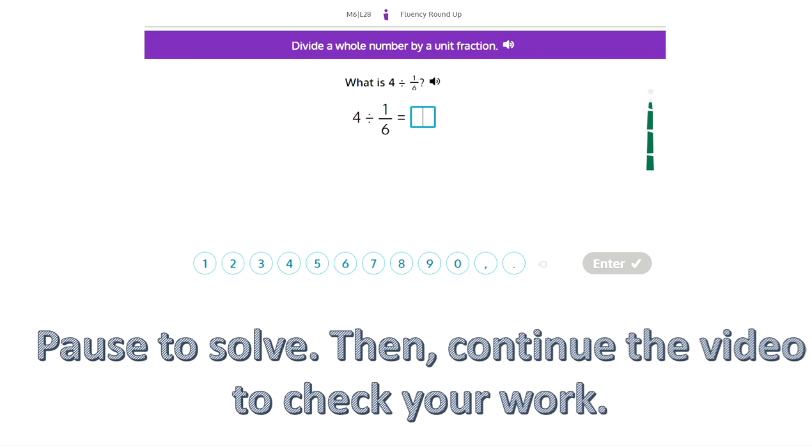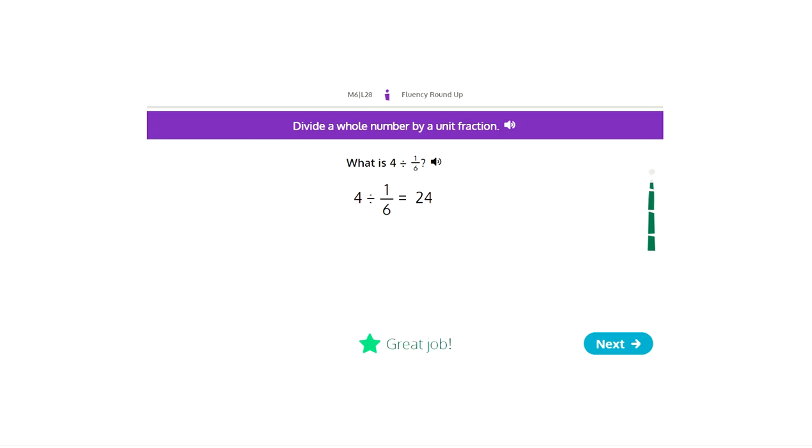Another for practice. What is 4 divided by 1/6? Pause while you get your answer, and then go ahead and continue to check your work. It is 24. Oh, I couldn't be more proud of you.